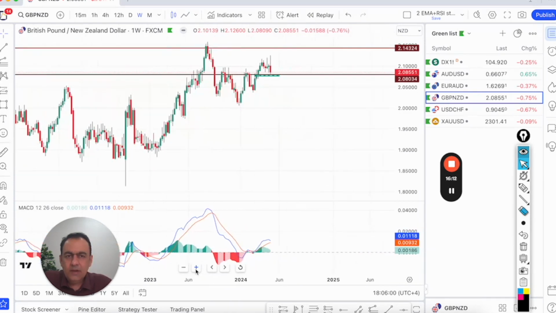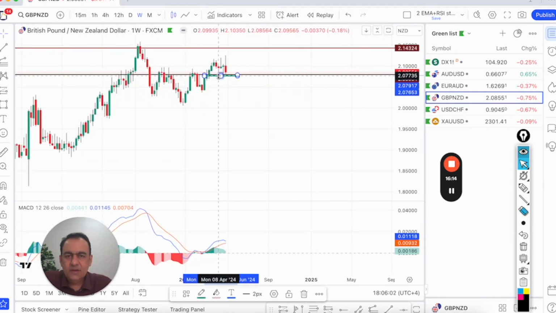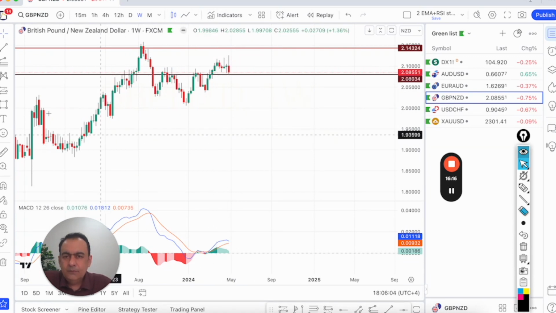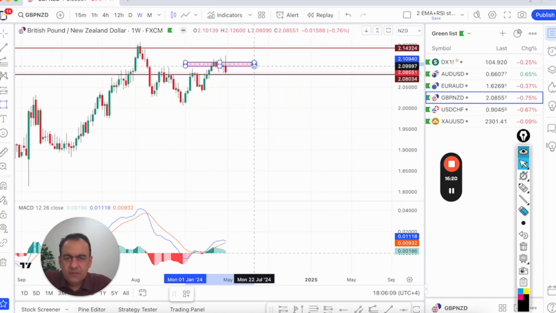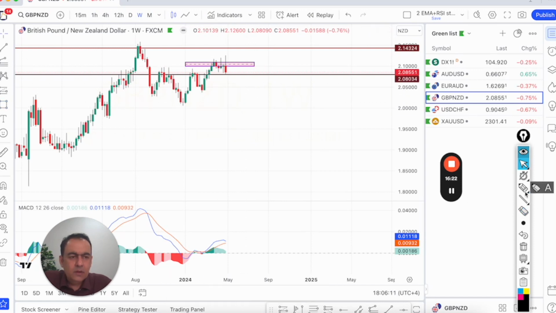So I'm going to highlight the major weekly resistance area. So here, this is the major area. We got a false break, spike up, and now we got a weekly closing below this area. So it could not take the price back to the previous resistance. In fact, it is now showing signs of weakness.